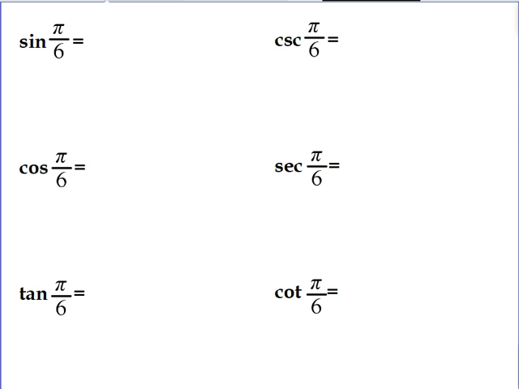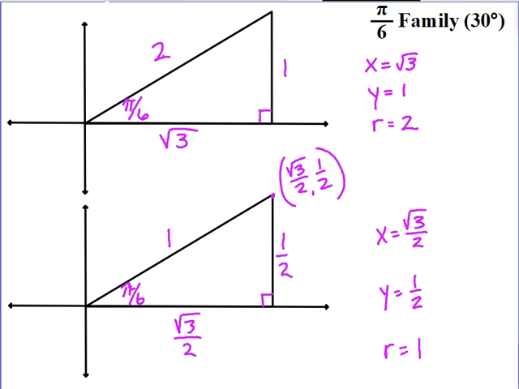The sine of pi over 6 is going to be 1/2. Again, if I'm looking here, sine is opposite over hypotenuse, 1/2, or you could think about it as y over r, 1/2, or you could think about it as y, 1/2, over r, which is 1. It's still 1/2.